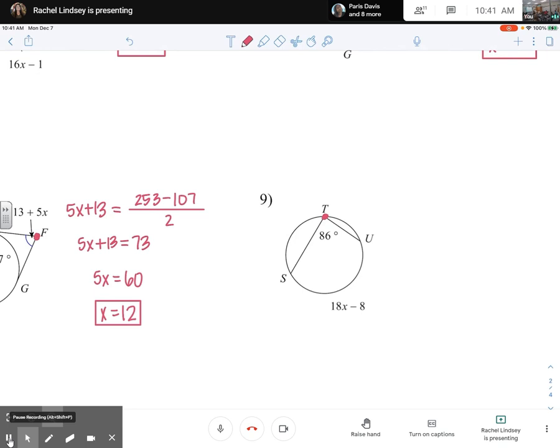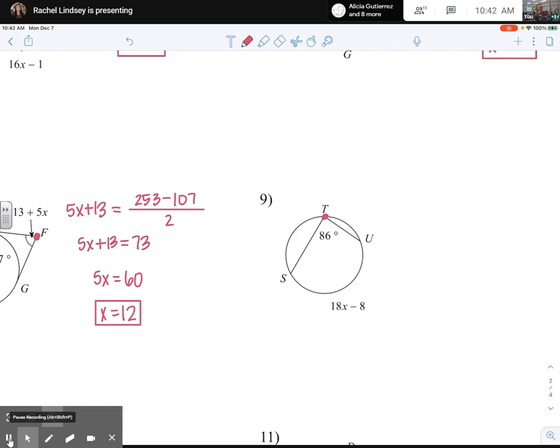Where's the vertex? On the circle. So if it's on the circle, it's inscribed. So 2 times the angle equals the arc. What's my angle? 86. And then my arc is 18x minus 8. So I have 2 times 86 equals 18x minus 8. 2 times 86 is 172. Add 8 to both sides.